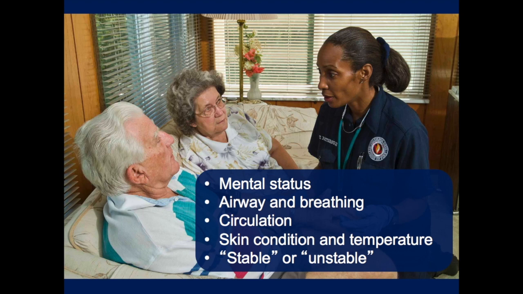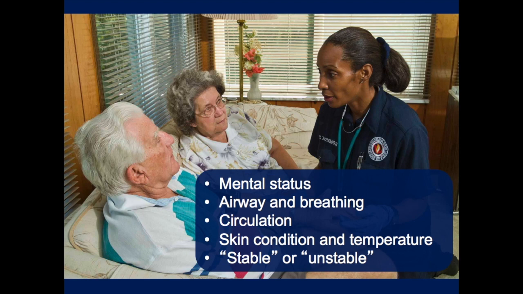Pay attention to their skin condition and the temperature, especially if you suspect dehydration. The best way to look for this is at the mucous membranes of the eyes and in the mouth, and feel the patient's skin. It may not feel unusually warm even if the patient has an infection. Remember that elderly patients may not mount as strong an immune response, but always take note of their skin temperature. And lastly, determining if the patient is stable or unstable.